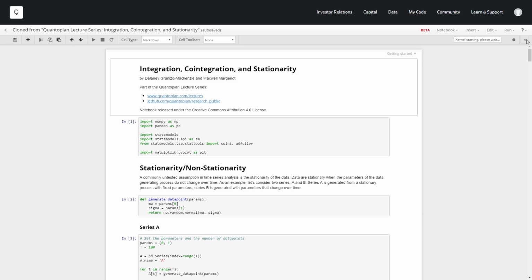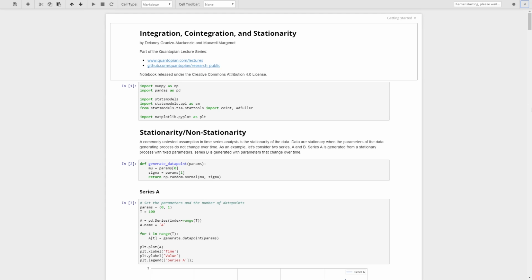So what is the point of this lecture? What we're going to be covering here is some very basic statistical assumptions, starting with this idea of stationarity. And we're going to use that to talk about orders of integration and finally cointegration and how this all ties together in an algorithmic trading context.